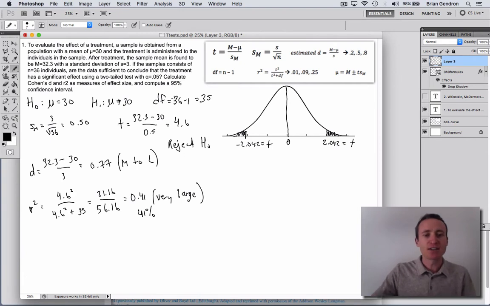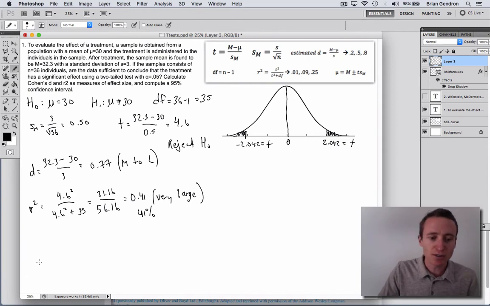All right, last but not least, it says compute a 95% confidence interval. So the idea is that the treatment clearly caused a statistically significant effect. That's why we rejected H0, and it was a large effect, a medium to large, or very large, according to r squared. So what we're going to do now with confidence interval is estimate the true population value for everybody who would receive this treatment. If everybody received the treatment, what's our estimate of the true population value?